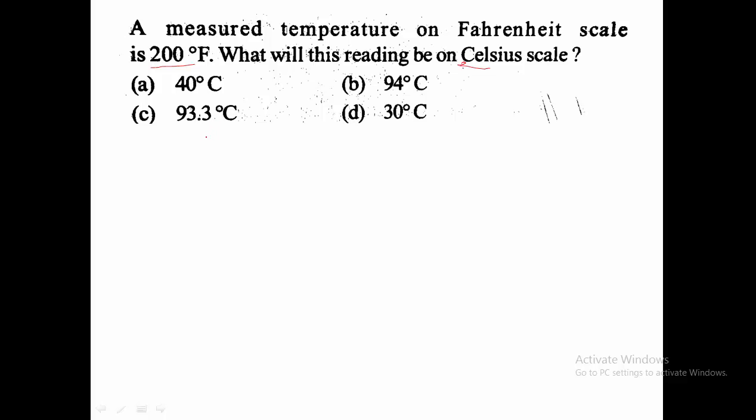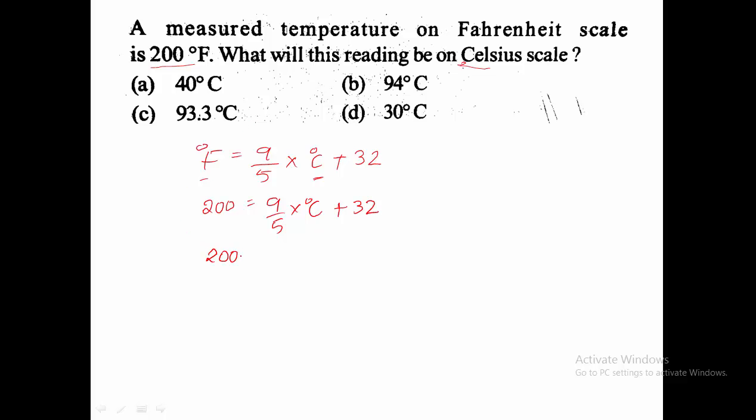You know the relationship between the Fahrenheit and degree Celsius. That is given as degree Fahrenheit is equal to 9 divided by 5 into degree Celsius plus 32. This is the relation between degree Celsius and Fahrenheit. Now, what do you have to do with degree Celsius? You have to find it out. Degree Fahrenheit is given. How much is given? That is 200 is equal to 9 divided by 5 into degree Celsius plus 32. So simplify this.